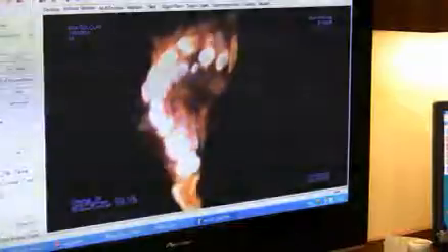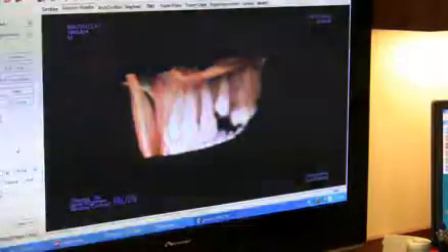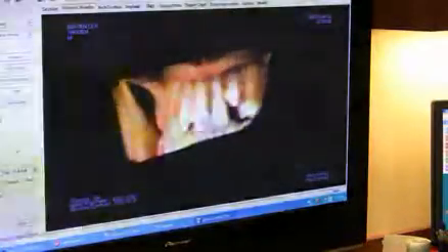And we can enlarge it so that I can take a look at the exact direction that I need to start moving this tooth right from the very start. It's information that we wouldn't have had with the two-dimensional X-ray.